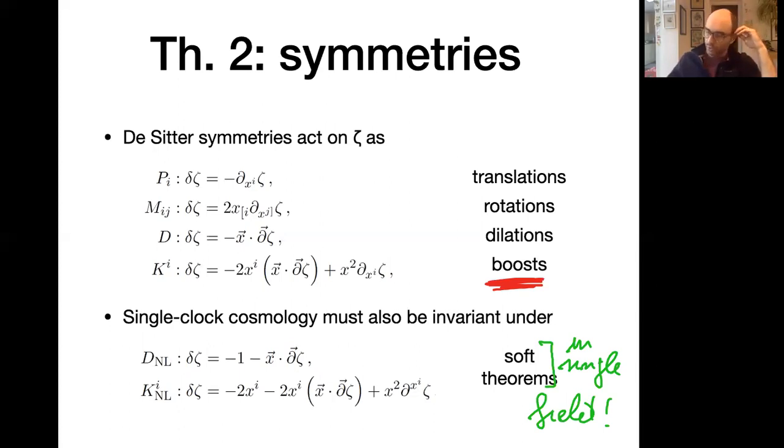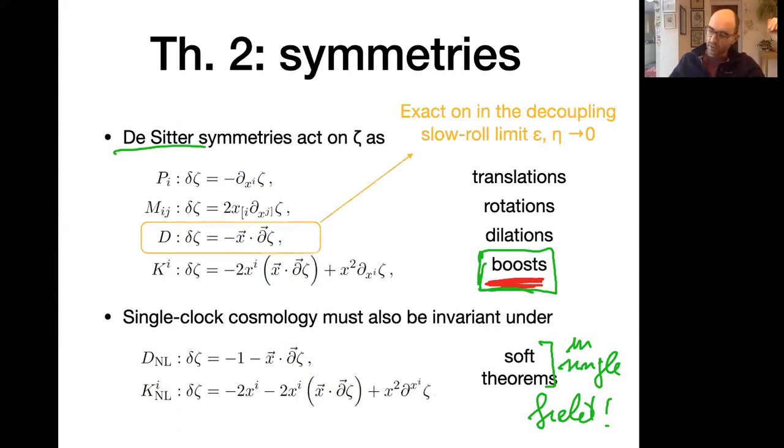And the problem is boosts. The reason is that you added boosts. If you take away boosts, then it's fine. But if you insist on having boosts, so on working in de Sitter, then there is nothing that you have to compute. It's only the free theory that is invariant.